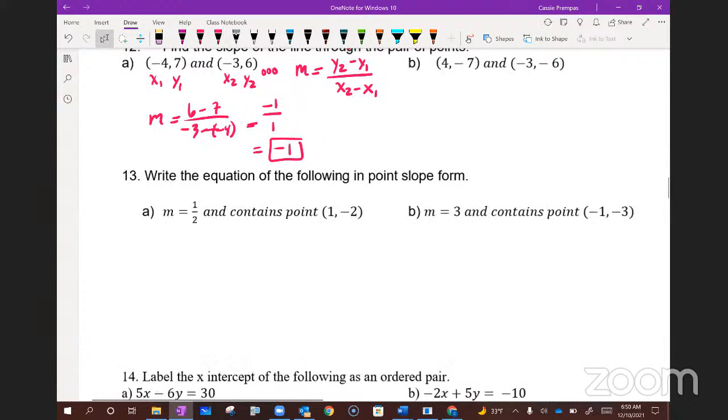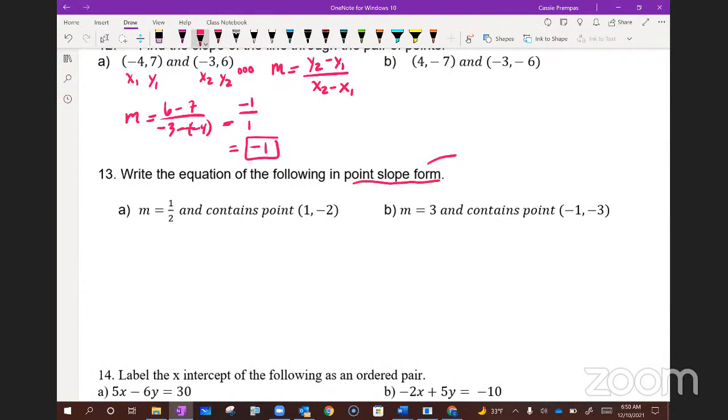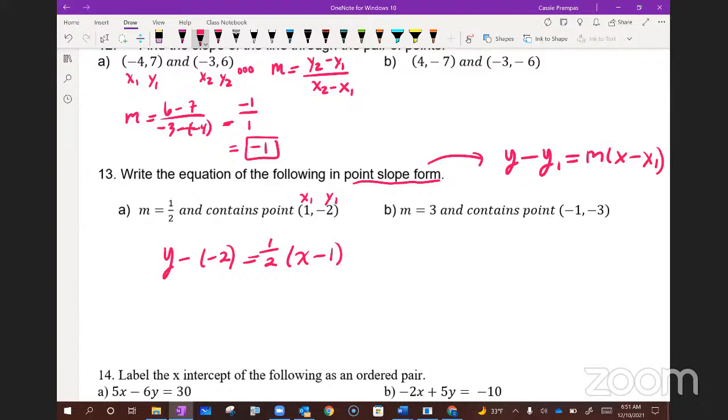Write the equation of the following in point slope form. If you're like, what is that? It's y minus y1 equals m times parentheses x minus x1. That can go on your note card. So how do we use it? The points on your line represent x1, y1. So we would have y minus -2 is equal to my slope, 1/2, times quantity x minus 1.